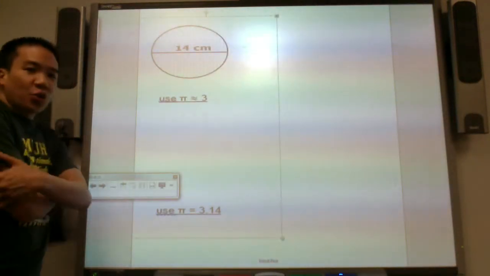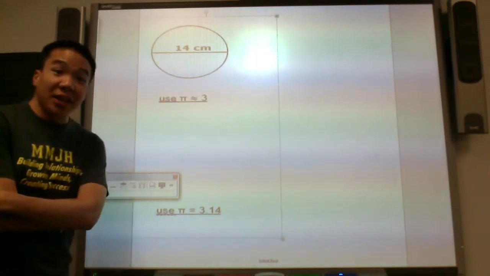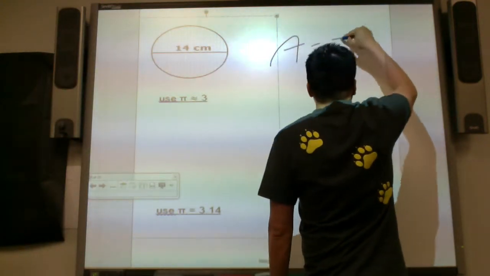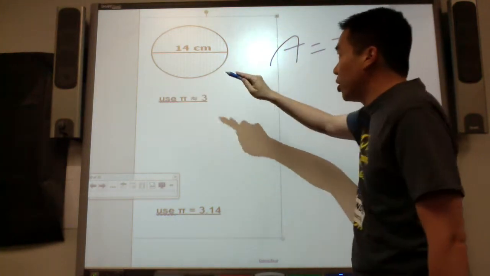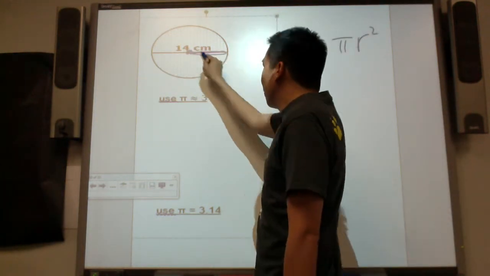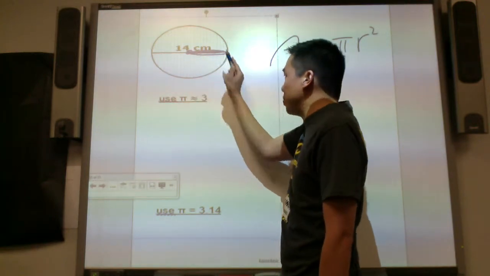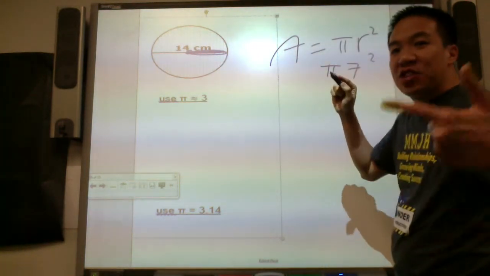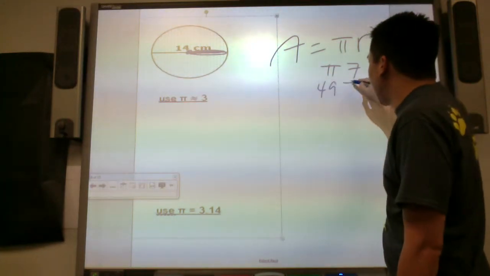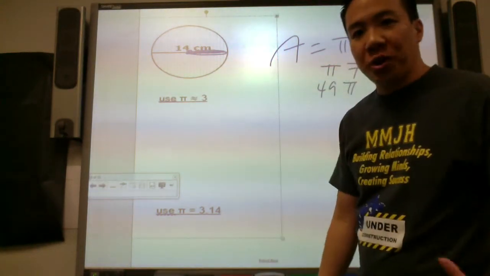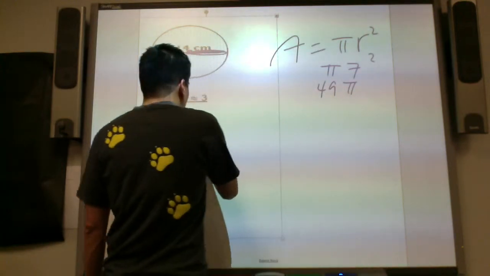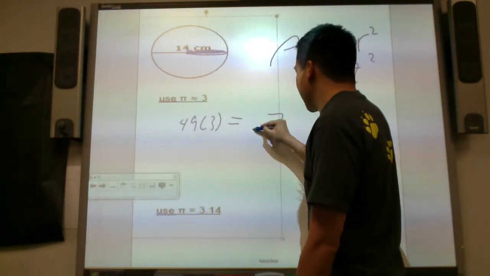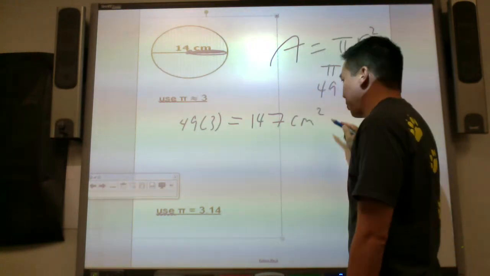What happens if you have this question right here? This is a picture of a diameter. But again, to find the area of a circle is pi r squared. So what would the radius from the center to the edge be? It would be 7. So what is 7 squared? 49 pi. For pi, do you want to use 3 or 3.14? I'm going to use 3. So 49 times 3 is 147 square centimeters.